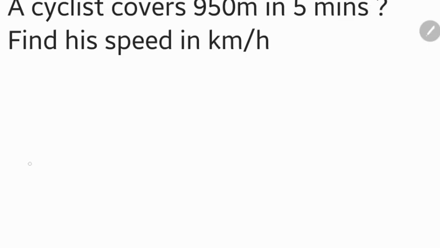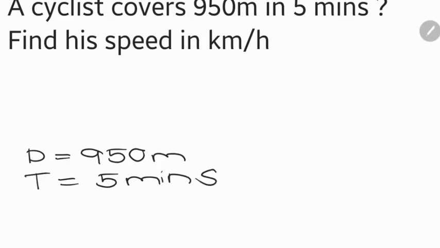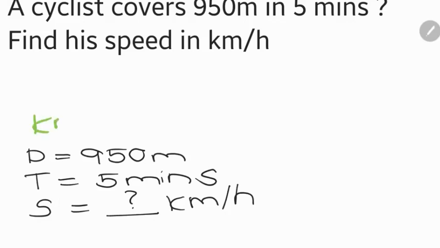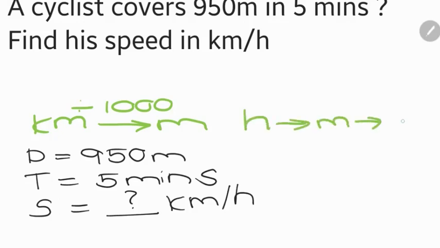A cyclist covers a distance of 950 meters in 5 minutes. Find his speed in kilometers per hour. Whoa, they want the answer in kilometers per hour, but they give us the distance in meters and the time in minutes. We know that to convert meters to kilometers, we have to divide by 1000. And from hours to minutes to seconds, we have to multiply by 60. From seconds to minutes to hours, we have to divide by 60.